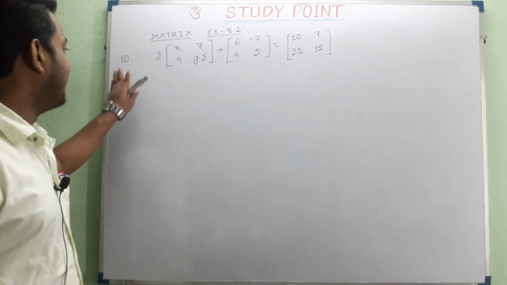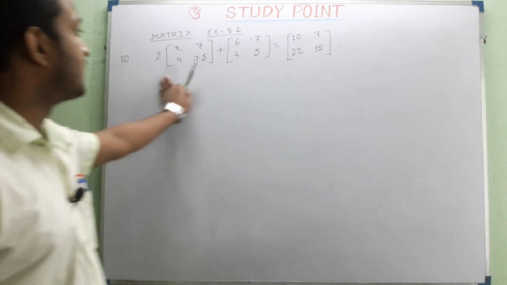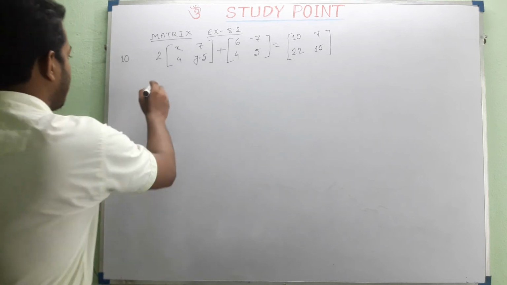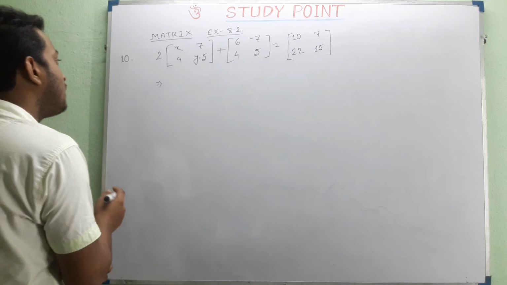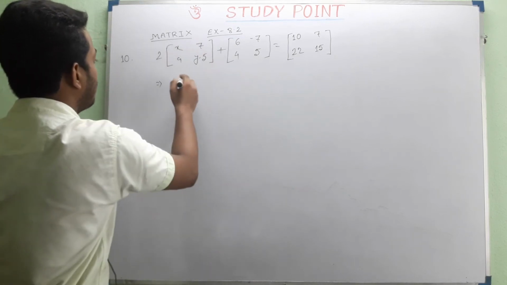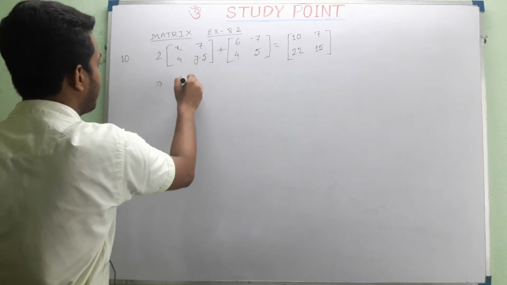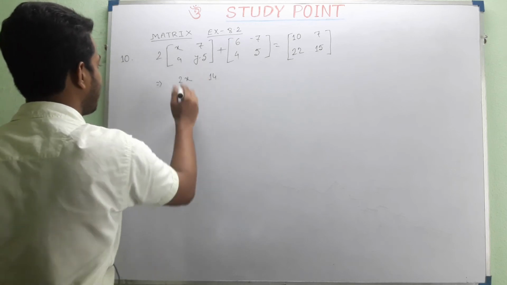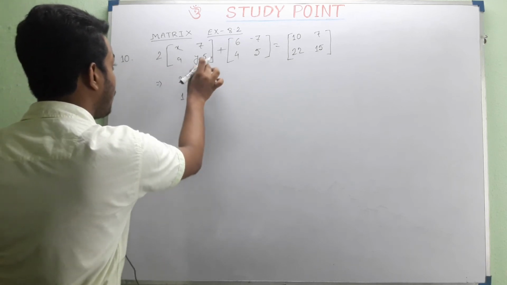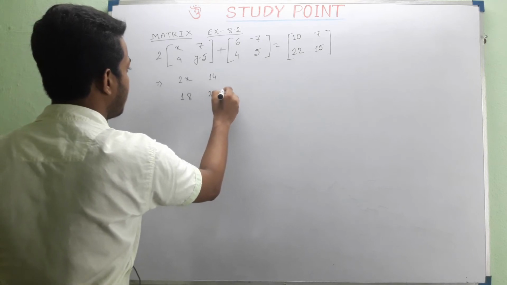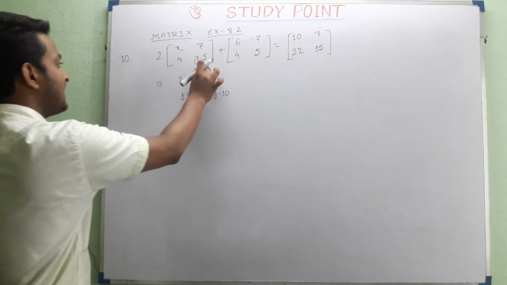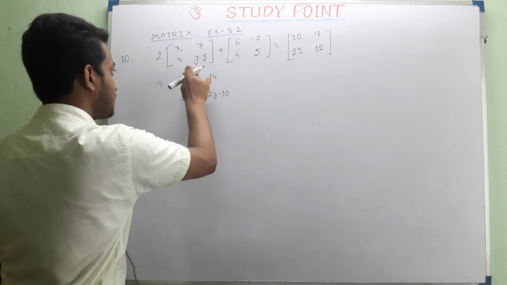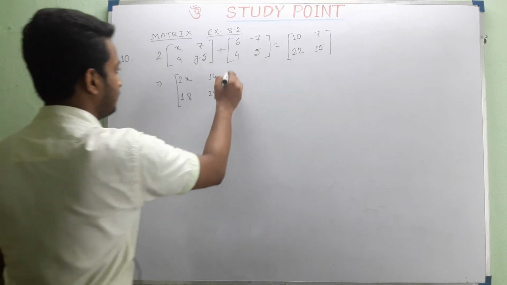Now the next one is question number 10. This is given and by using this relation we have to find the values of x and y. But before finding the values of x and y, what do we have to do? We have to multiply this 2 with each and every element of this matrix. So after multiplication it will be like this: 2 into x is 2x, 2 into 7 is 14, 2 into 9 is 18, 2 into y minus 5 will be 2y minus 10. Because the entire term here is y minus 5, when 2 is multiplied, it is multiplied with this y and this 5 also.